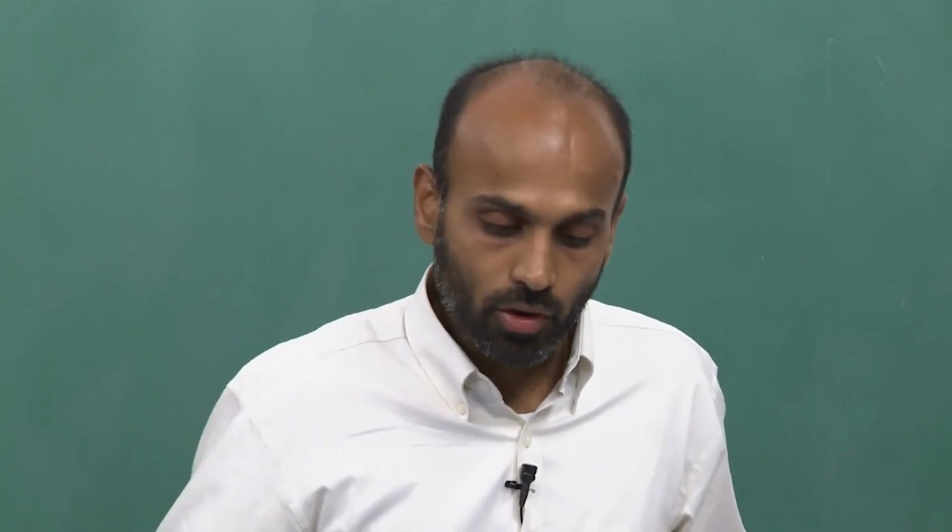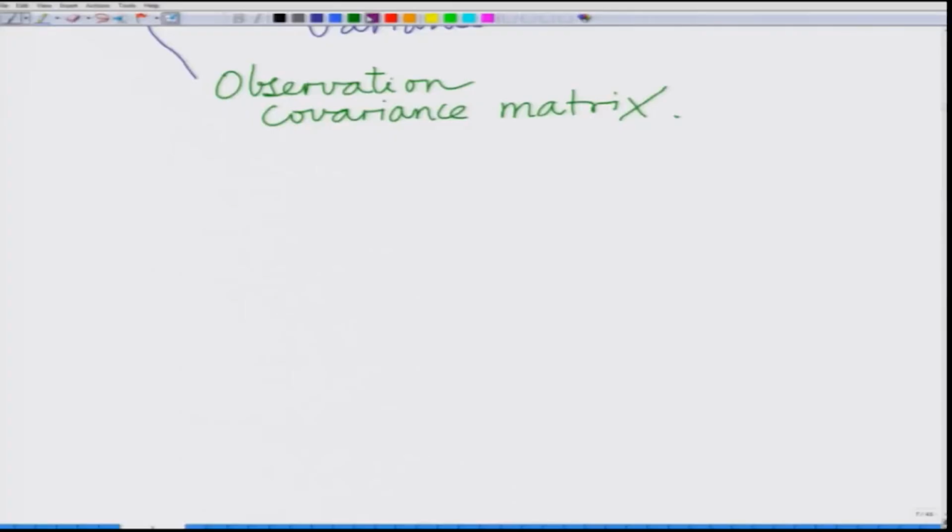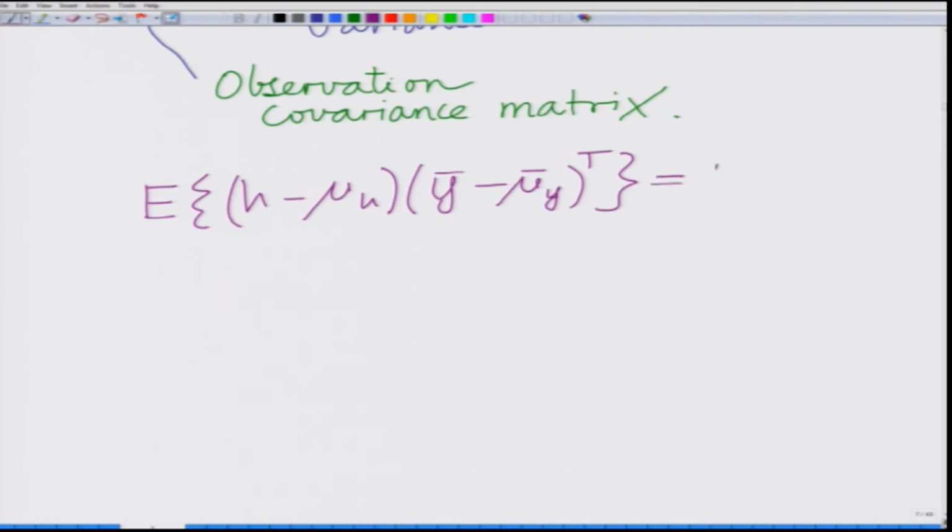Now, the next quantity that we need is the cross covariance, that is the expected value of (h minus mu h) times (y bar minus mu bar y) transpose. This is equal to R_hy. This is the cross covariance between the parameter and the observation.